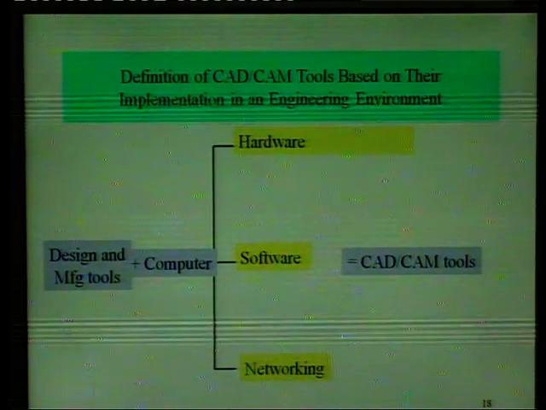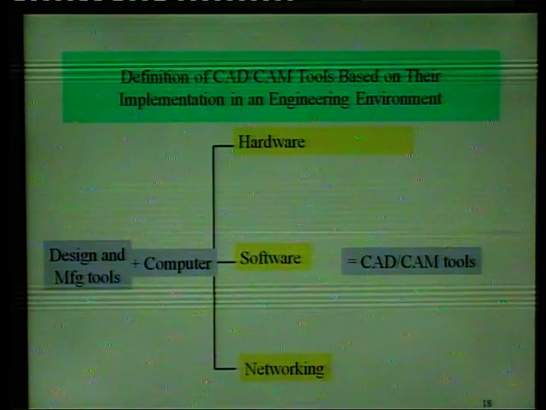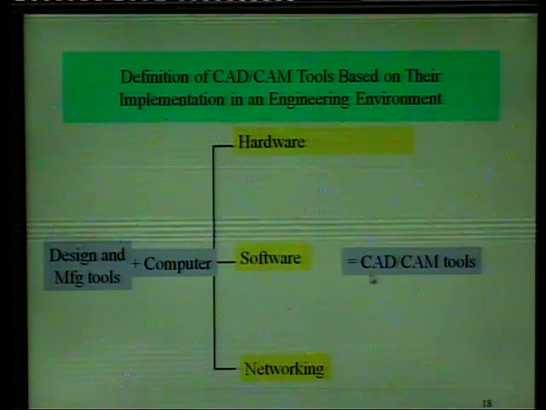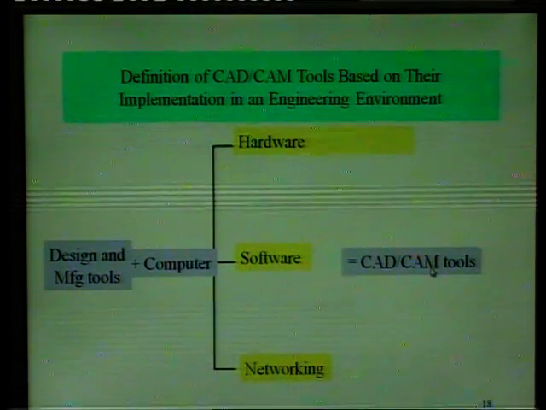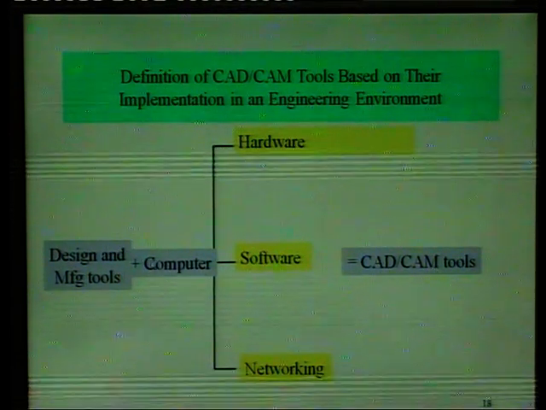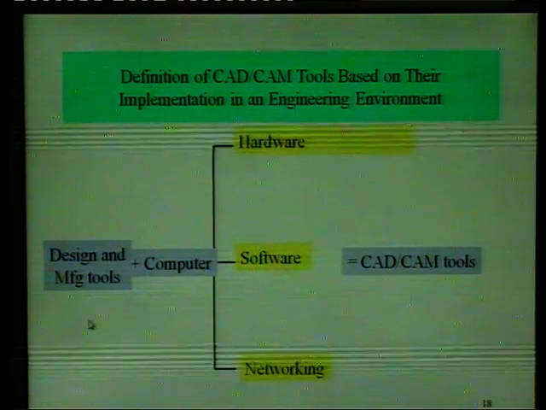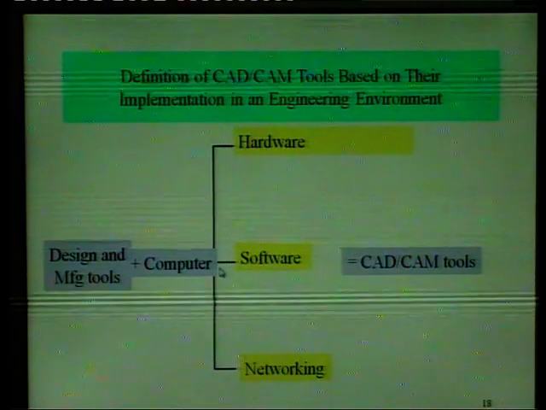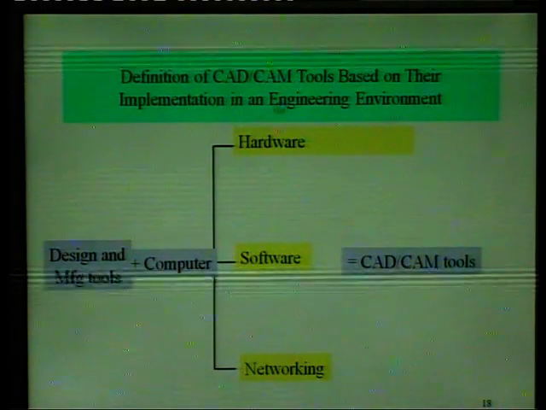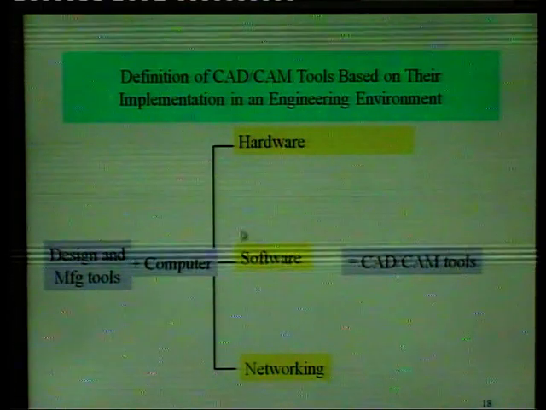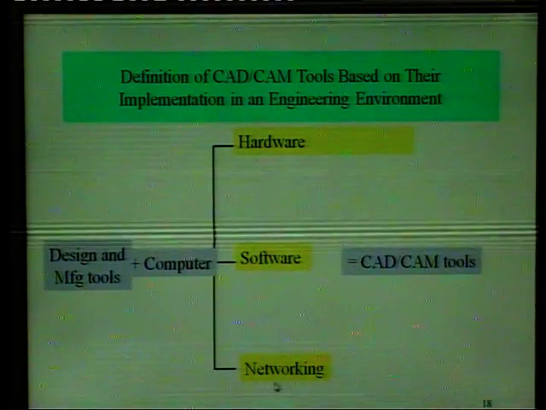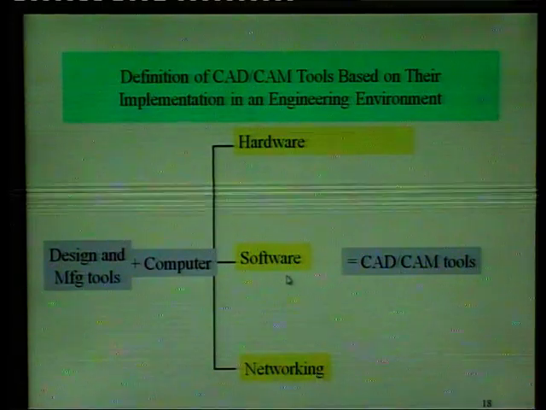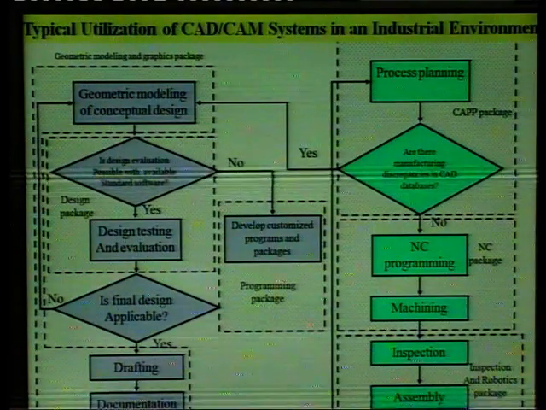Definition of CAD CAM tools based on their implementation in an engineering environment. In the following diagram it has been shown that CAD CAM tools are the combination of design and manufacturing tools and the computers, which have constituents at three levels. First is the hardware, second is the software, and third is the networking. This definition has been derived from the last two definitions.